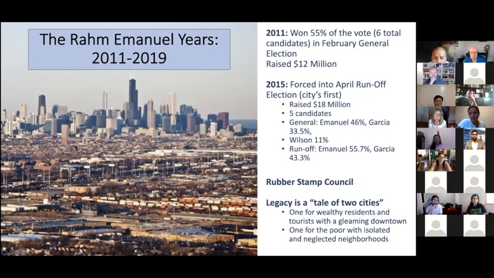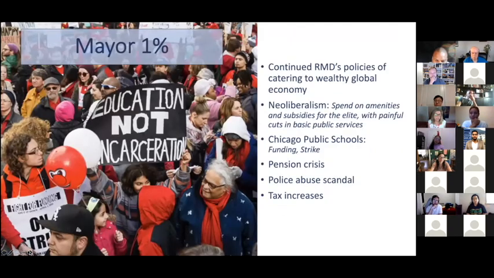In his first election, remember when I said 3.3 seemed like a lot of money? In his first election, he raised $12 million. Then it was $18 million. In his second election, he was forced into a pretty humbling runoff, but ultimately ended up winning that runoff election and then opted not to run again into 2019, but he largely continued Richard M.